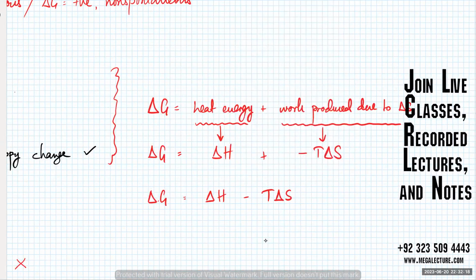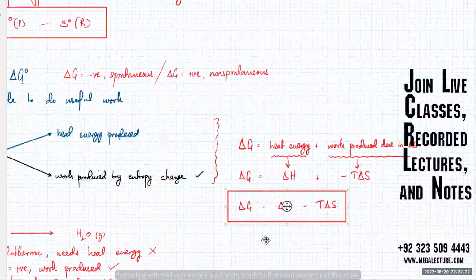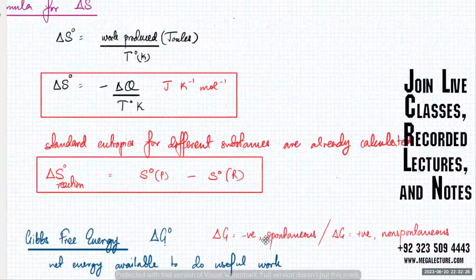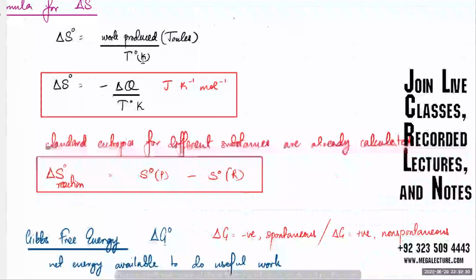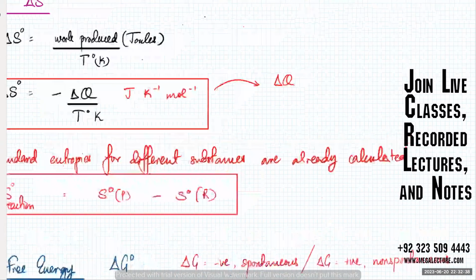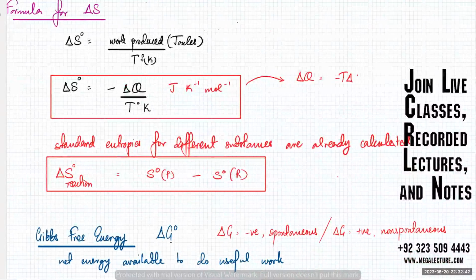So where did I get this T delta S? I got it because earlier I had explained, if you know what entropy change is, the work produced at a particular temperature. So if I rewrite this, what is the work that is produced? That is basically equal to minus T times delta S if I rearrange this. Is that clear?